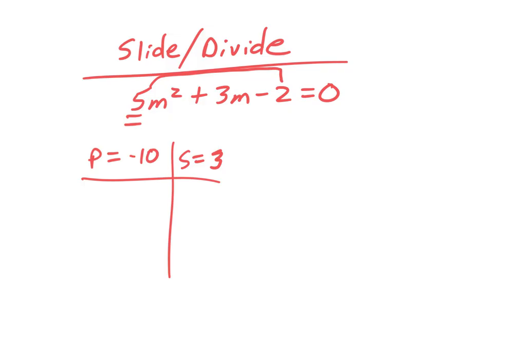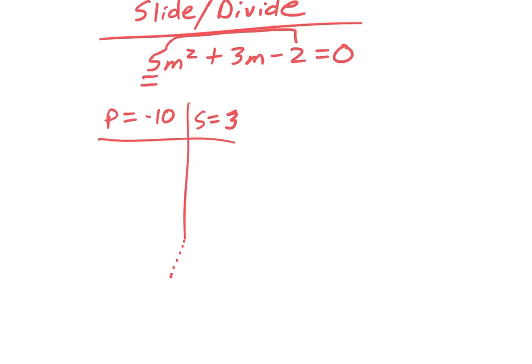Same idea. We have to find two numbers that multiply to get -10 and add to get 3. And so that would be a +5 and a -2. But we can't just write our answer as n plus 5 and n minus 2, because we have a number in front. n plus 5 and n minus 2 would not FOIL to get me back to where we started. But we are going to start with that.